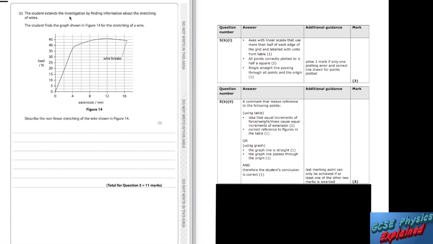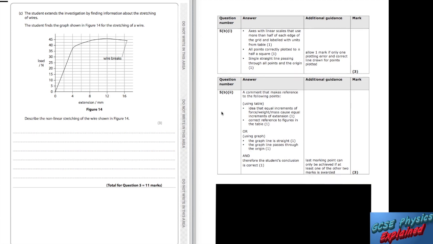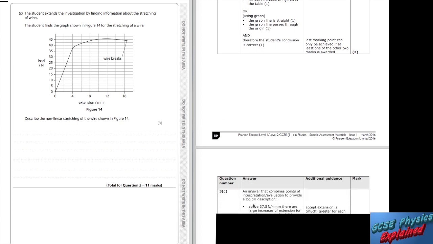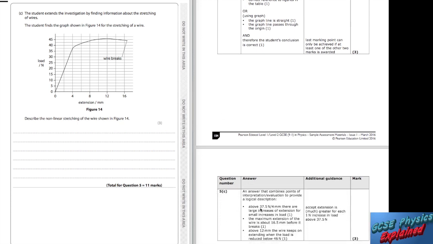Question C. The student extends the investigation by finding information about the stretching of wires. The student finds the graph shown in figure 14 for the stretching of a wire. Describe the non-linear stretching of the wire shown in figure 14. So we've got the load going up the side and the extension in millimeters going along the bottom. So they're looking for above 37.5 newtons or 4 millimeters.